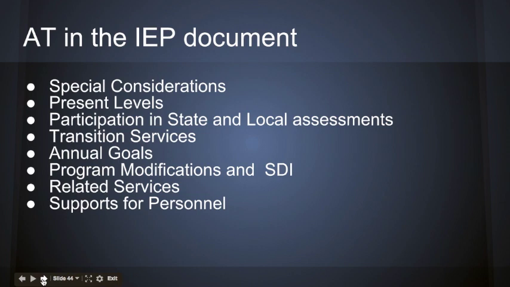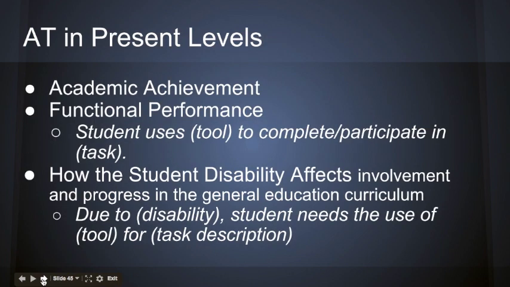and you want the student to have it documented in the IEP so that they'll be using it to support them. In the present ed levels, it may be marked off as part of their academic achievement. It could be part of their functional performance, so the student uses a tool such as a laptop to complete or participate in any writing task. It may be listed under how the student's disability affects the involvement and progress in the general ed curriculum. So, due to the child's diagnosis of cerebral palsy, the student needs the use of a laptop for any writing tasks.